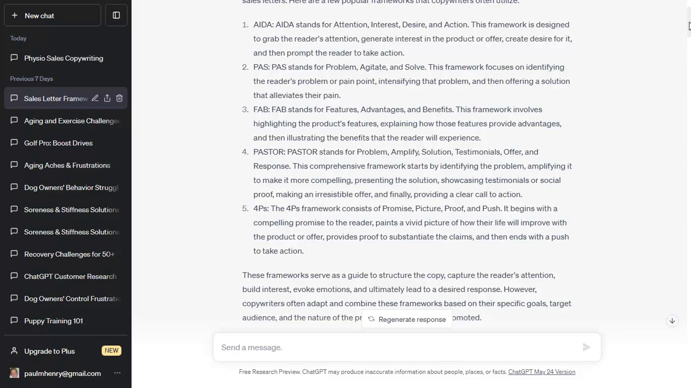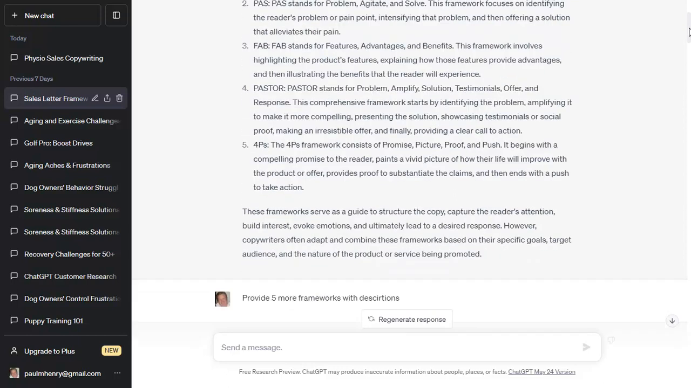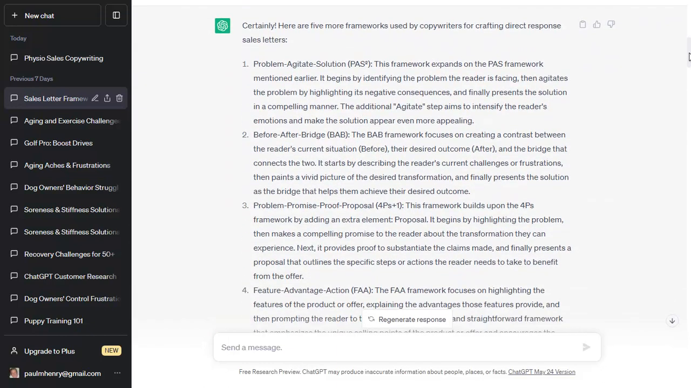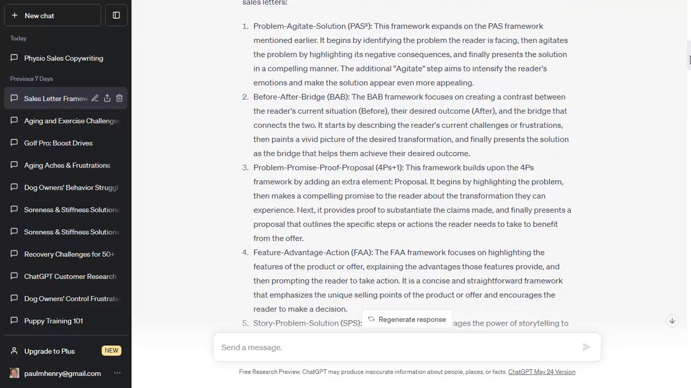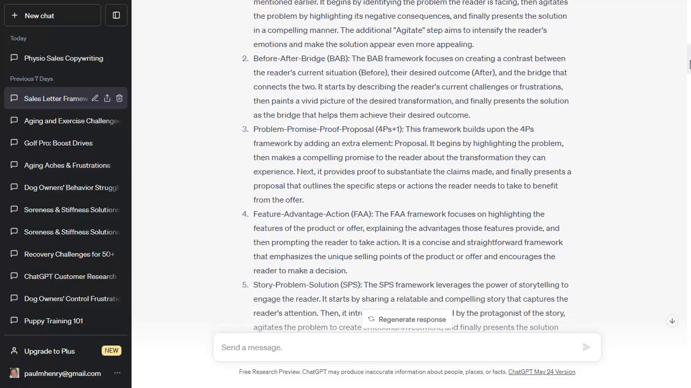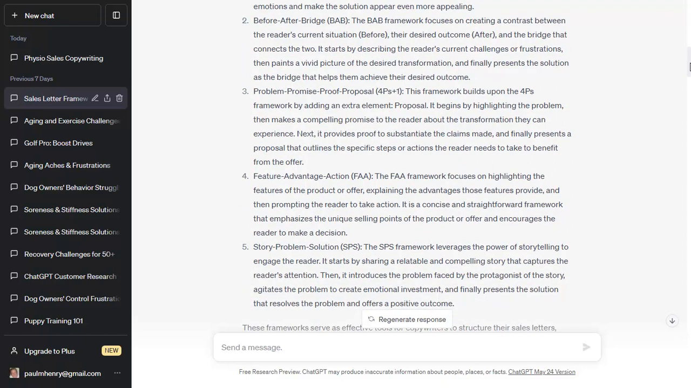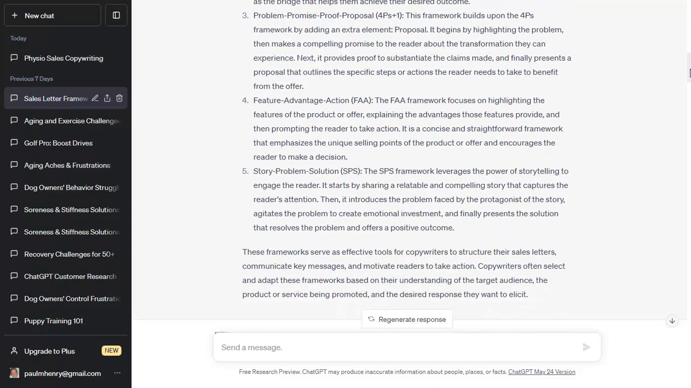But remember, we don't always accept the first answer, so I've asked for 5 more. And here are 5 more. One or two I'm not totally familiar with, but again, great answers, and that's 10 now. So we're probably thinking, that's a lot to go through, there's a lot to try and read up on, but you don't have to do that, because that is what ChatGPT is here for.